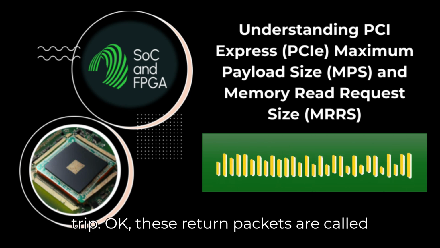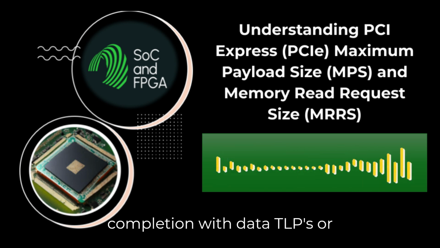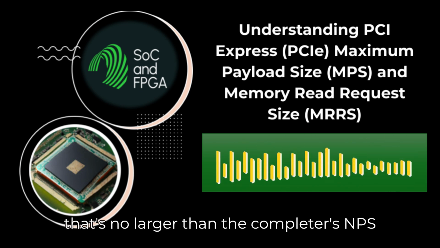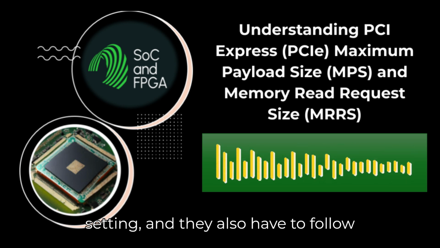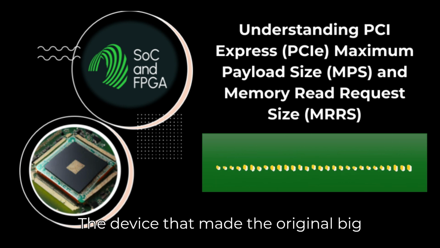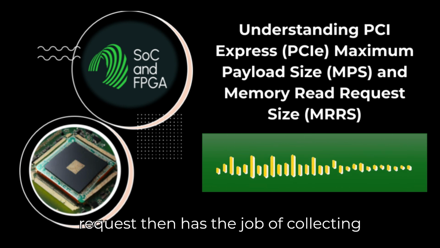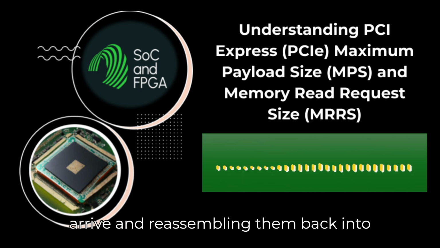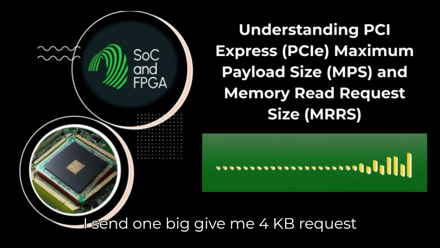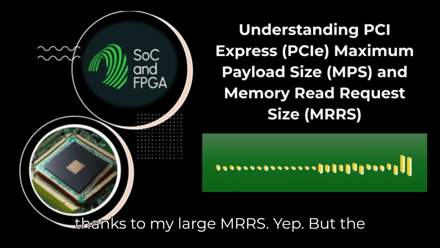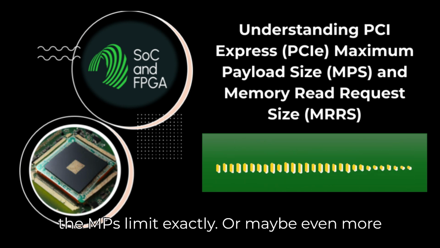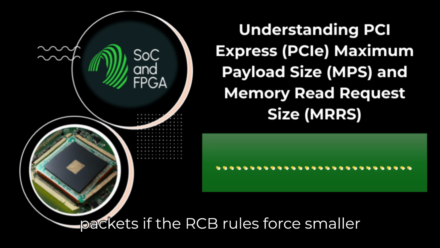These return packets are called completion with data TLPs, or CplD TLPs. And each of these individual return packets will have a data payload that's no larger than the completer's MPS setting. Oh, okay. And they also have to follow these rules related to the read completion boundary, or RCB. Okay. The device that made the original big request then has the job of collecting all these smaller CplD packets as they arrive and reassembling them back into the complete 4KB chunk it asked for. So I send one big give-me-4KB request thanks to my large MRRS. Yep. But the data comes back potentially as, say, 8 separate 512 byte packets because that's the MPS limit. Exactly. Or maybe even more packets if the RCB rules force smaller chunks, which we'll get to.